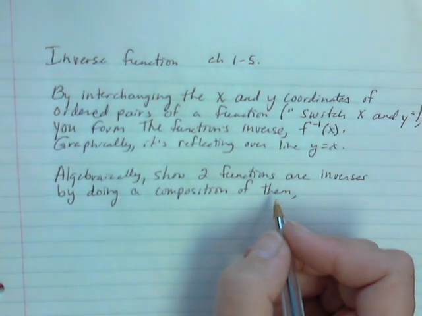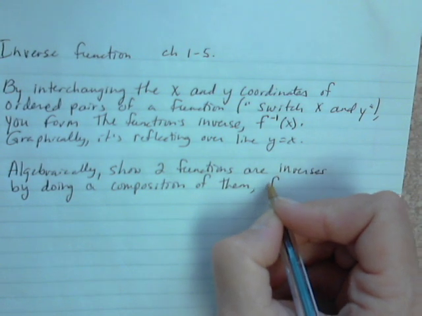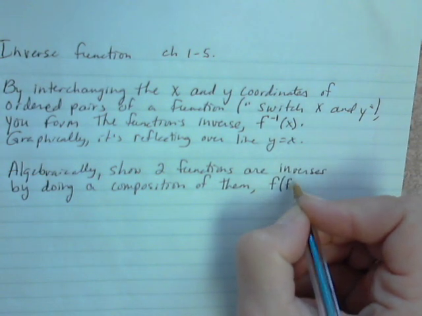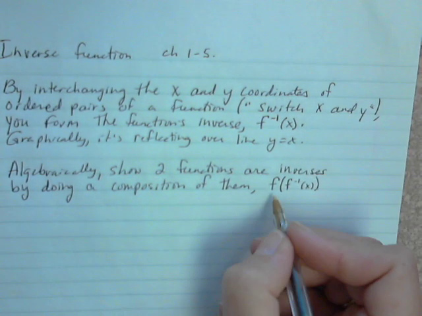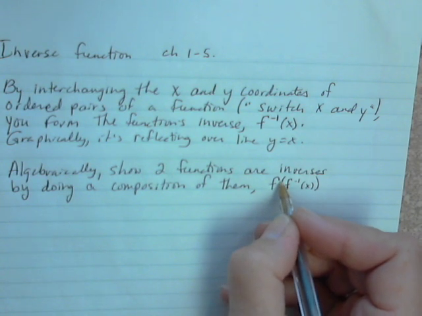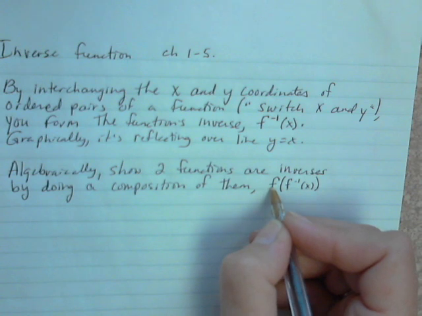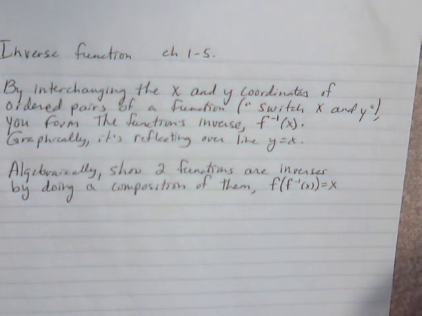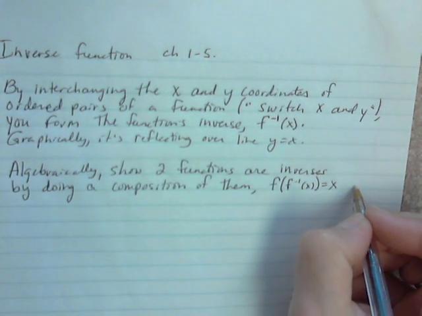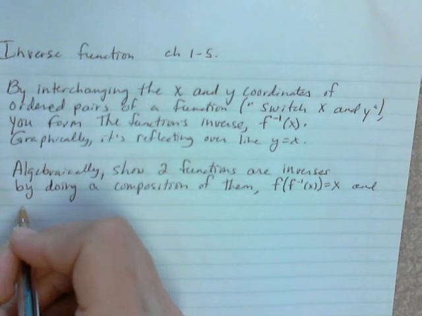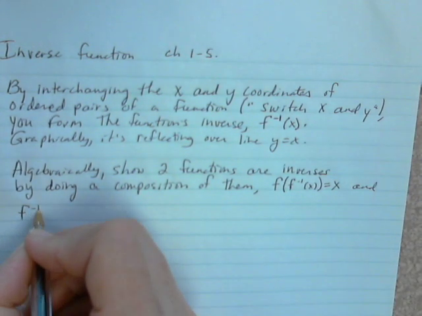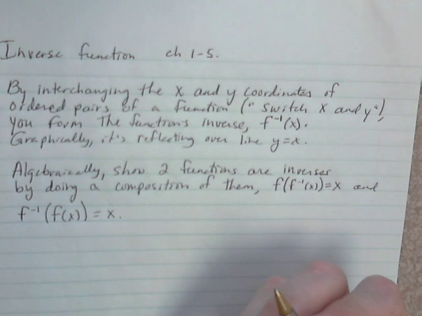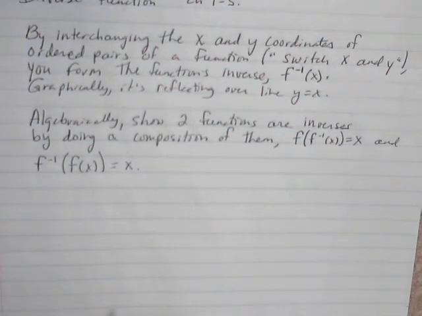And what a composition of them means is if you take the original function f, and if you compose that with f inverse of x, or another way of saying that is using the little O symbol for composition. So if you do f of f inverse of x, you should get in the end the variable x, and you have to also show that the inverse in composition with the original function is also equal to x. And we're going to show that with a couple of examples.